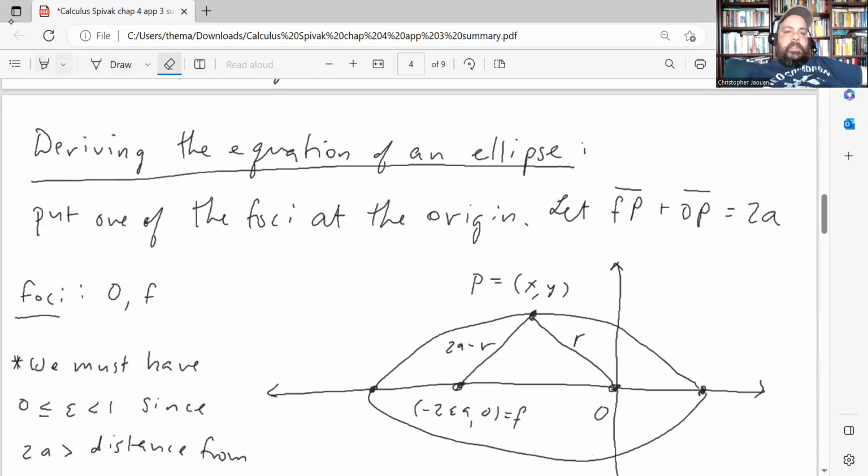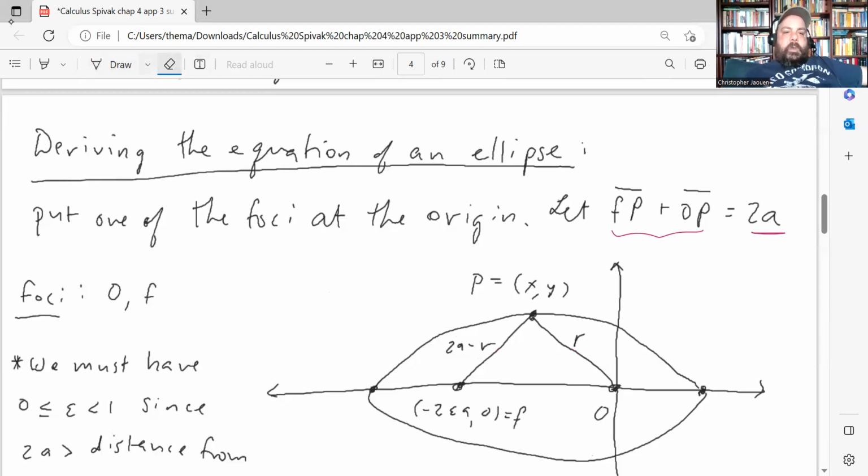And we're assuming that this ellipse has the sum of the distance from one focus to the point, if you add both of those distances up, you get 2a. That's an assumption, which means that if this length here is r, this length has to be 2a minus r, right?